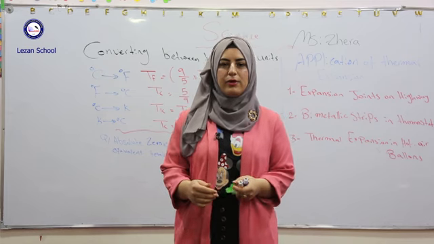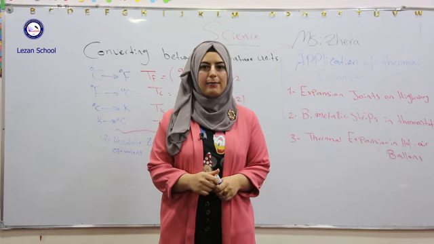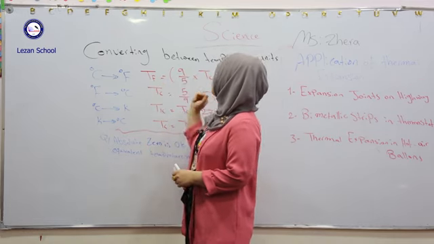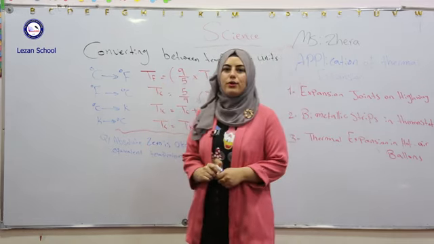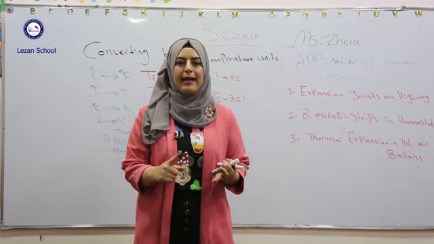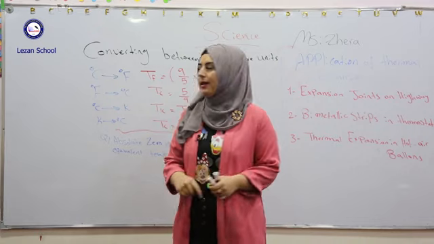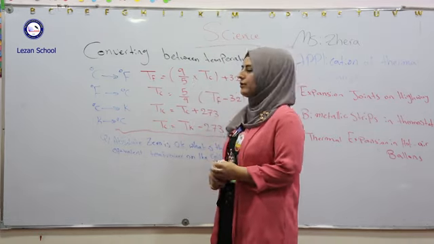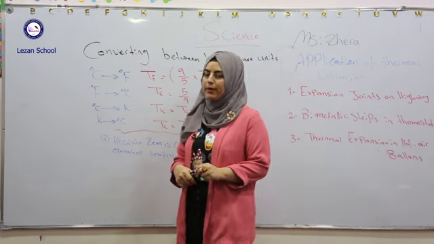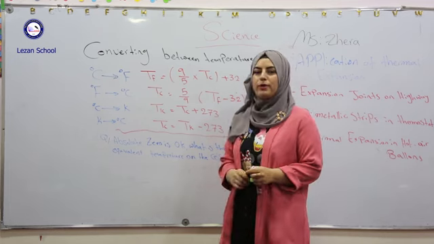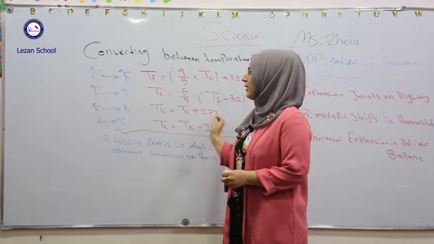Before starting that, we explained the last lesson about temperatures, and here we will explain converting between temperature units. As you know, we have three types of temperature scale: Celsius, Kelvin, and Fahrenheit. Here we want to change between them, converting between temperature units. It means how to change the unit between them. We have four rules. It's very important because we need it to solve the questions.